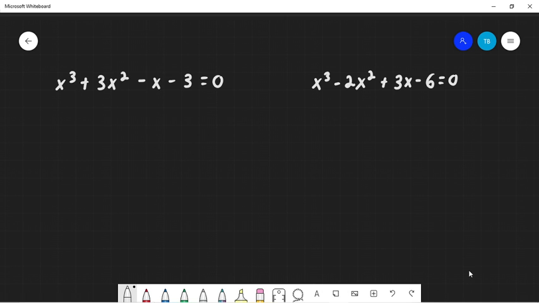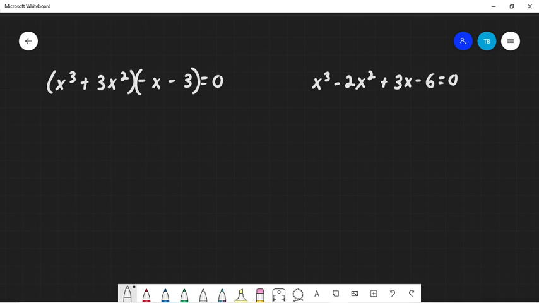We'll take a look at the first one on the left. We have x cubed plus 3x squared minus x minus 3 equals 0. So if we're solving by the grouping method, the first thing we want to do is put parentheses around both pairs of terms, the first and second term, as well as the third and fourth term. So just like that.